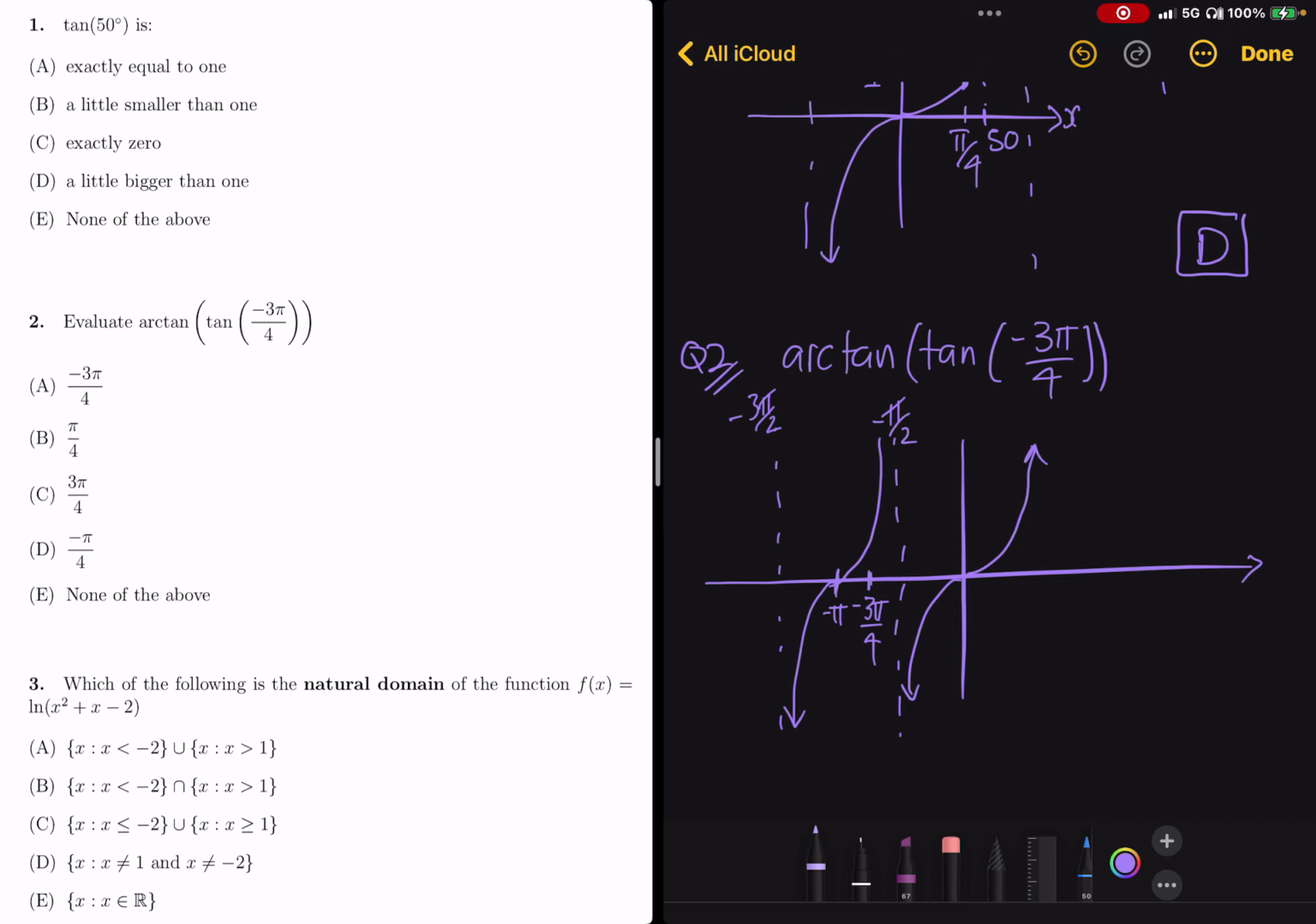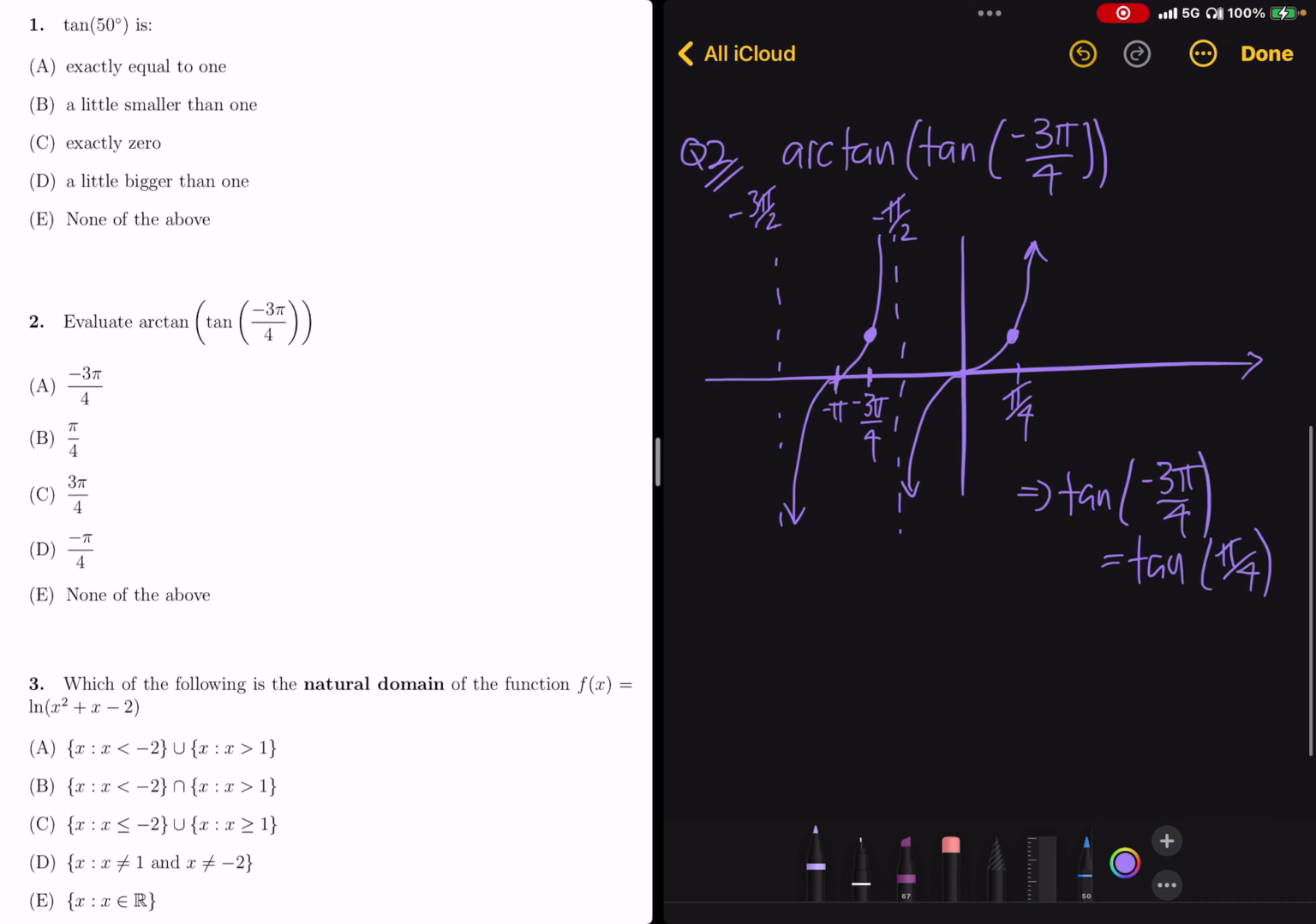So when you're looking at this, the distance between the minus pi and the minus 3 pi on 4 is pi on 4. Right? There's a pi on 4 distance, which means this value is analogous to this value over here, where the distance from the origin to the point in question is pi on 4. This means tan of minus 3 pi on 4 is actually equal to tan of pi on 4.